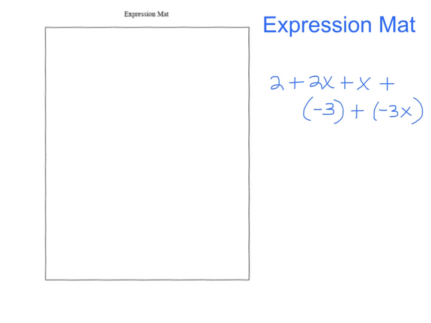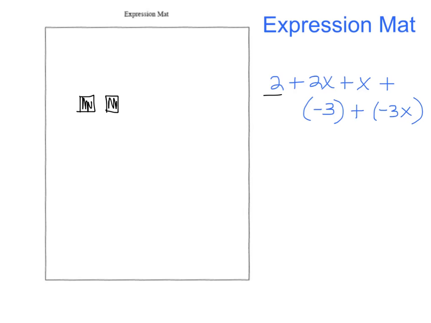All right, so we have an expression mat here. This is called an expression mat. Basically, it's just a place where you can build with your algebra tiles. So we're going to try to build what it says here. It says, can you put 2? So I'm going to put 2 tiles, okay, 2 1 tiles. I'm going to shade them in because it says positive 2. Okay, took care of that.